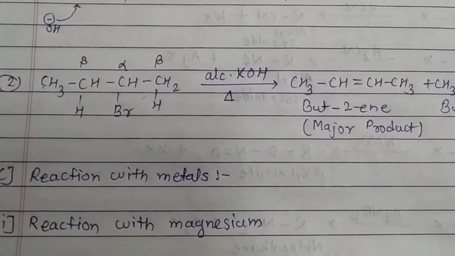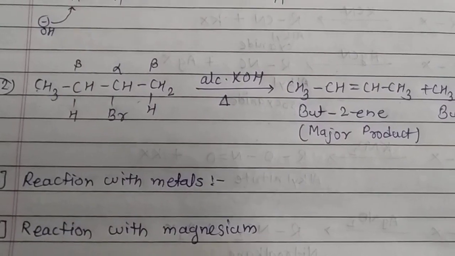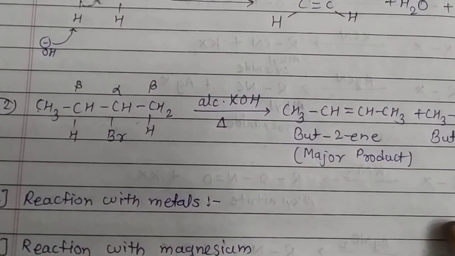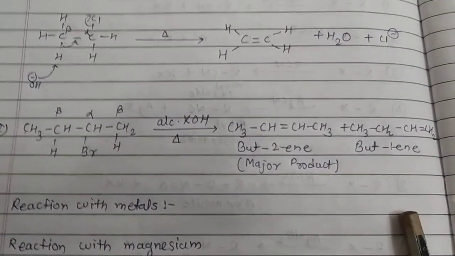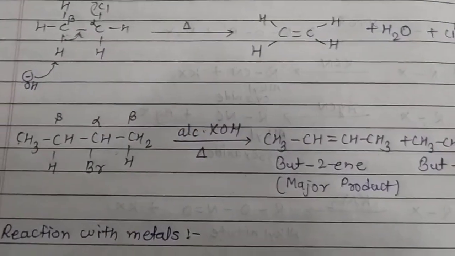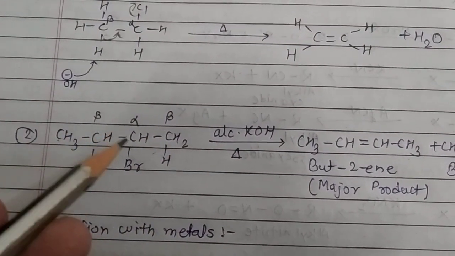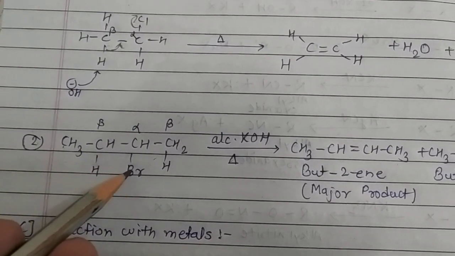When an unsymmetrical alkyl halide is used in the presence of alcoholic KOH, it will give a mixture of products. One of the products is major and the other is minor. Why will it give a mixture of products? Because this carbon is the alpha carbon, since it is attached to the halogen.